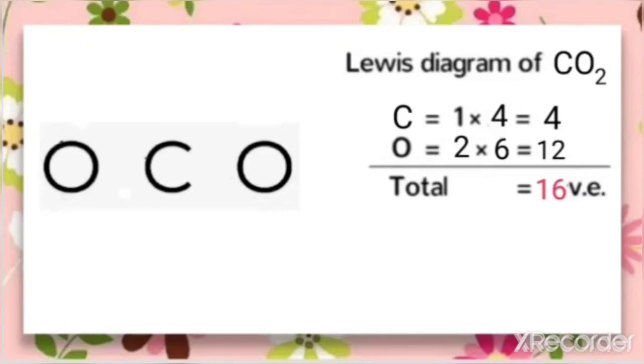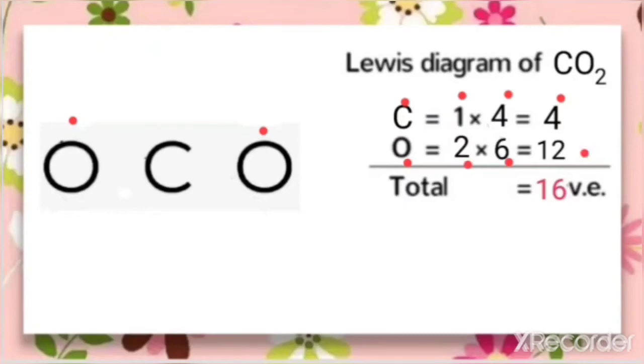Here we find the total number of valence electrons present. A single carbon atom is present, and the valence electron for carbon is 4 because it belongs to group 14, so that is equal to 4. Here 2 oxygens are there, so we take 2 into 6, since the valence electron for oxygen is 6 because it belongs to group 16, so that is equal to 12.